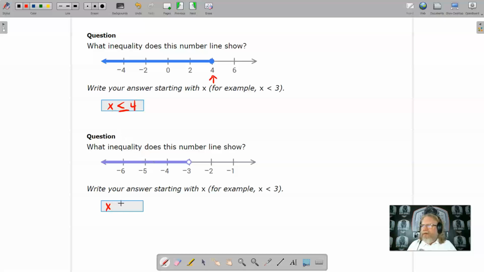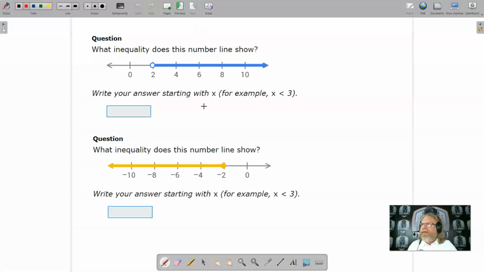The next one, we'll start off with our X on the left, and then we'll put our number on the right. That number is negative 3. And now we just need the inequality symbol. It's going to the left, so everything to the left is less than, and it's an open dot, so we'll just leave it as less than. It can't be equal to -3, it has to be less than -3.